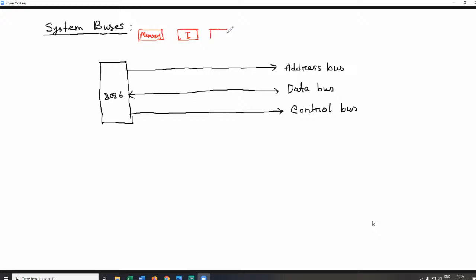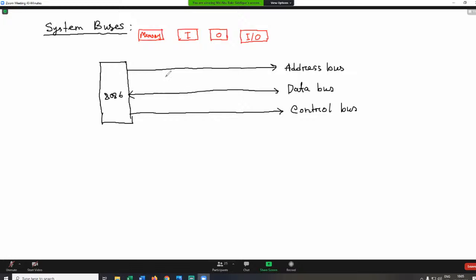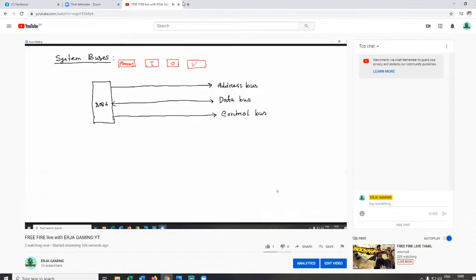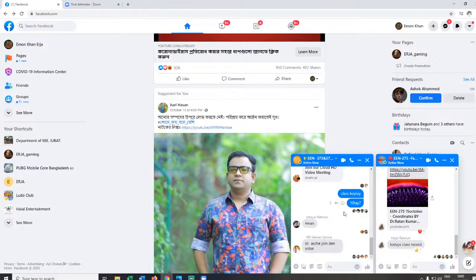So these are the three types of buses. And maybe we have another output device. We have memory here, memory device. So you can write IO. So how does the processor connect to the external devices, memory, input, output devices?